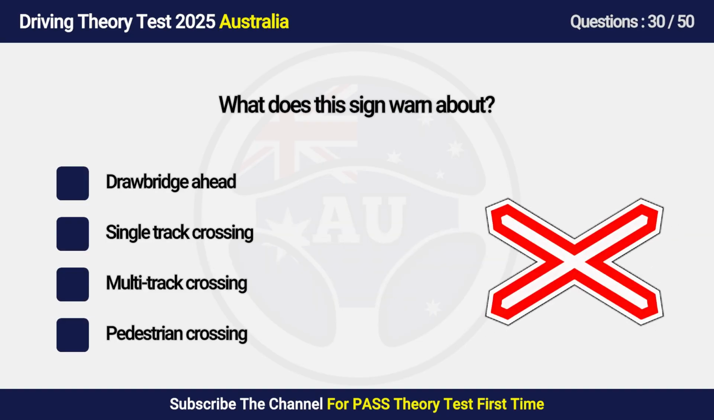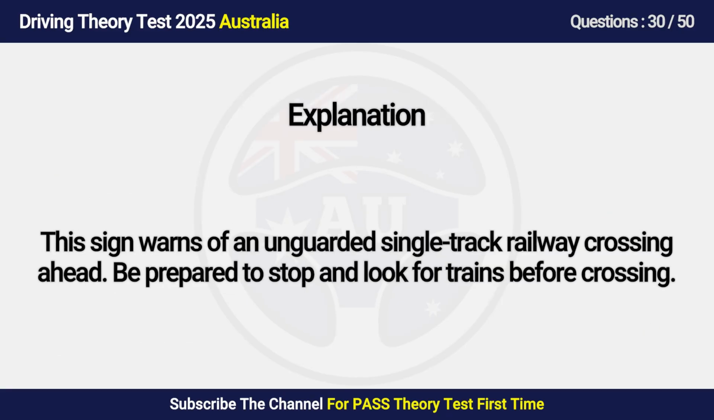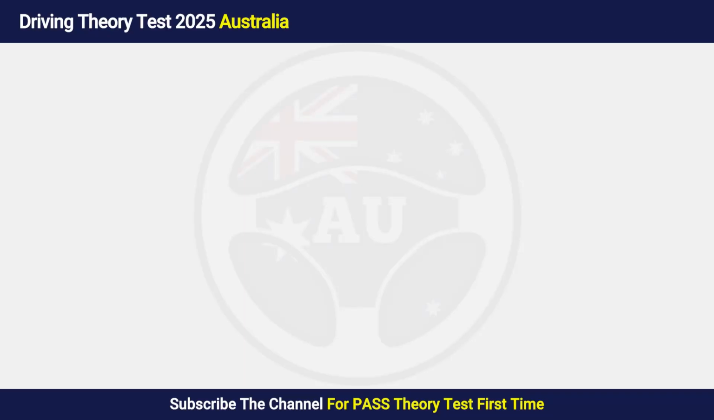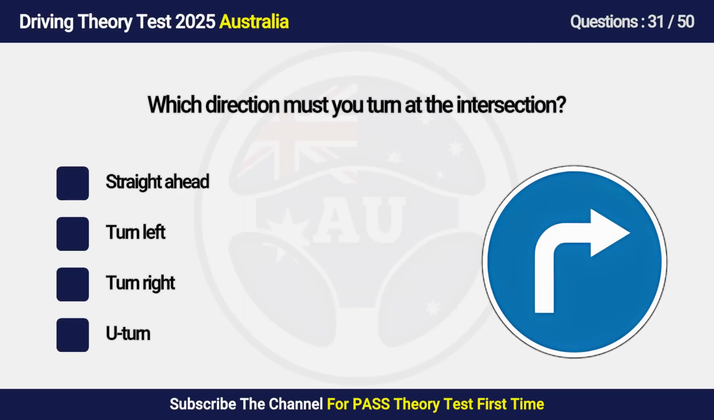A. Drawbridge ahead. B. Single track crossing. C. Crossing. D. Pedestrian crossing. Answer is B. Single track crossing. This sign warns of an unguarded railway crossing ahead. Be prepared to stop and look for trains before crossing. Question 31. Which direction must you turn at the intersection?